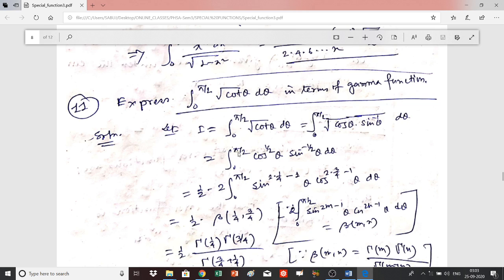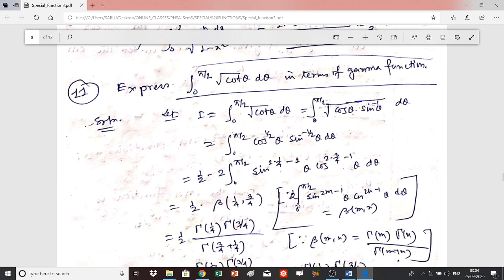That is equal to the integral from 0 to pi by 2 of cos to the half theta, then sine to the minus half theta d theta, and that can be written as half into 2, the integral from 0 to pi by 2 of sine to the 2 into 1 by 4 minus 1. That will give essentially this value, and then cos to the 2 into 3 by 4 minus 1 will also essentially give you that value, theta d theta.